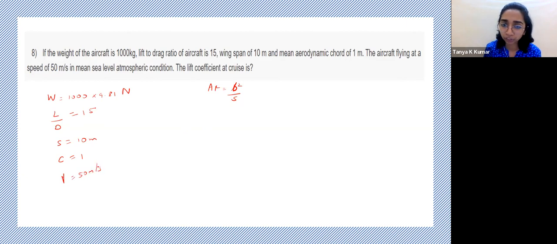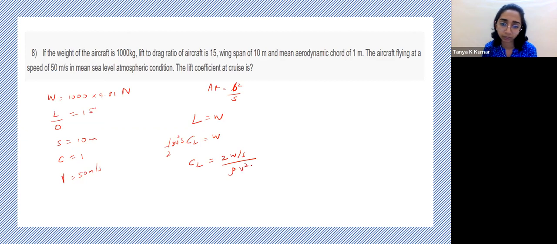Now they've asked you what the lift coefficient at cruise is. Again, you start with cruise conditions. Lift equal to weight. So how do you proceed from here? Right. So you have half rho V square S CL equal to weight. And they've asked you to find out the lift coefficient at cruise. So that is CL equal to 2W upon S by rho V square, right? Substitute these values. What do you get?